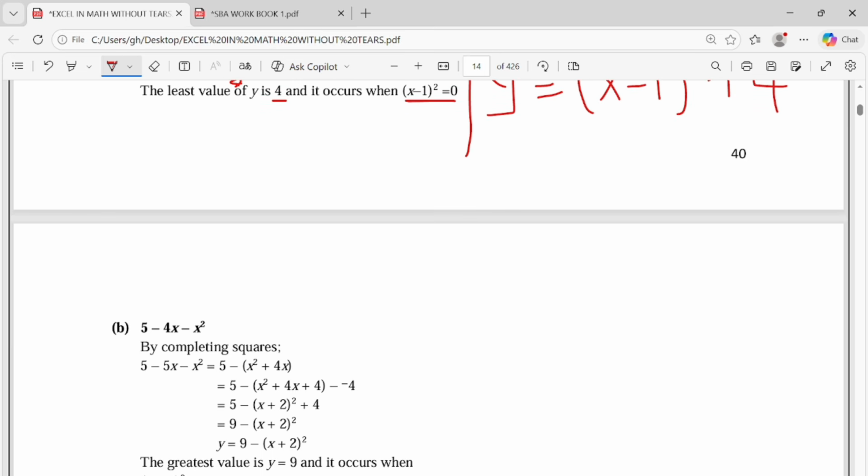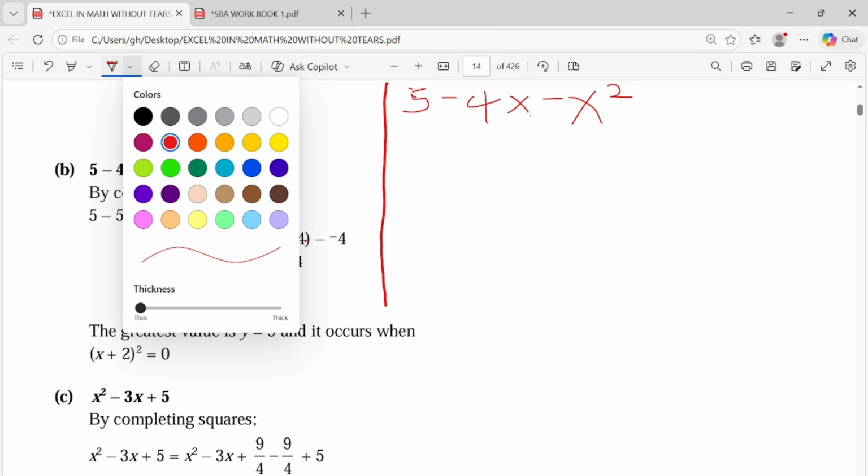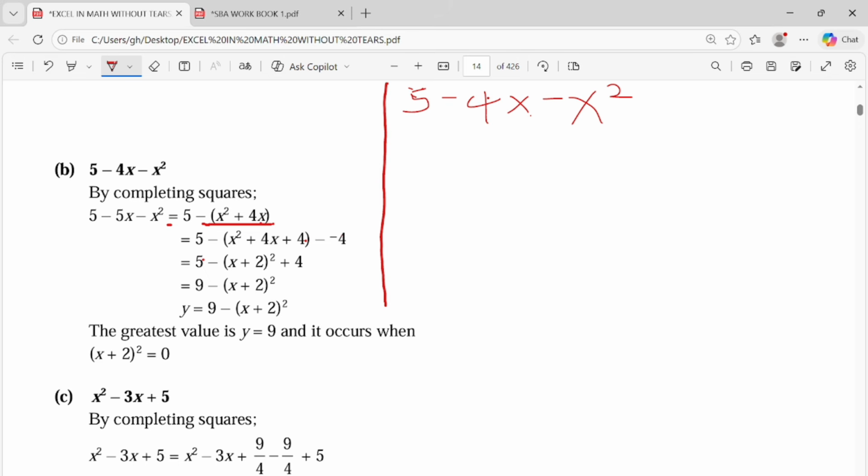Let us get another question that will give us the greatest value. Now look at part B, and let us see how we can conclude by saying the greatest value. For this part, you are given 5 minus 4x minus x squared. Here you don't necessarily need to arrange this in the format of a quadratic equation. You just need a portion that will give you the impression of a quadratic equation.